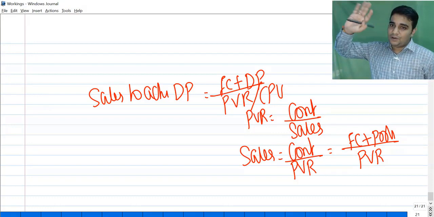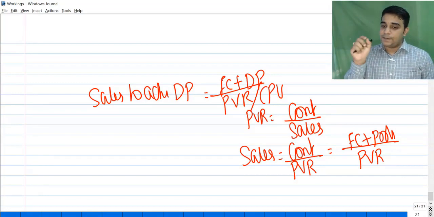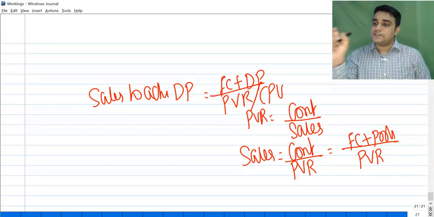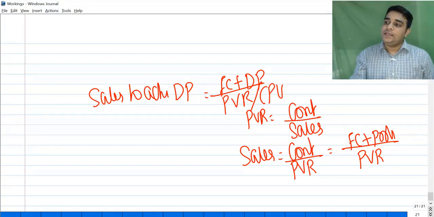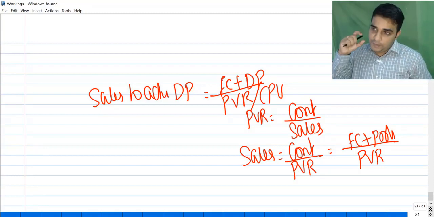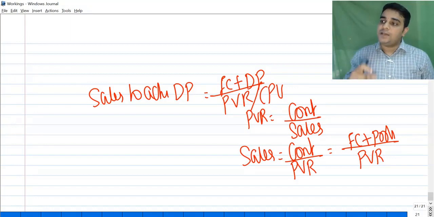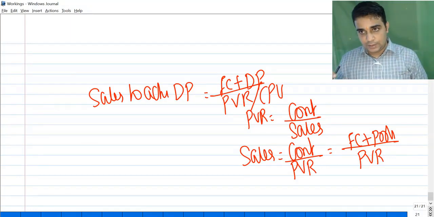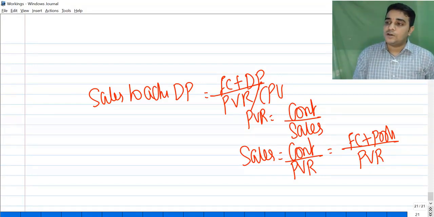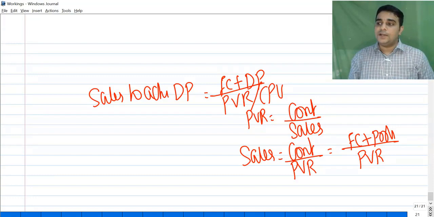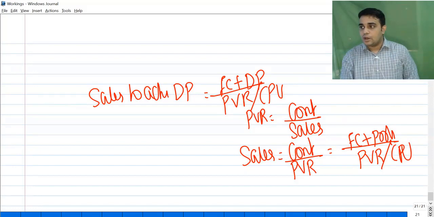Whatever formula I have given till now, every formula, the denominator can be two things, either PVR or contribution per unit. For example, break even point: fixed cost by PVR or contribution per unit. Margin of safety: profit by PVR or contribution per unit. If you divide by PVR, you get the answer in rupees. If you divide by contribution per unit, you get the answer in units. Clear? Any doubts on this? So sales to achieve desired profit is equal to fixed cost plus desired profit divided by PVR or contribution per unit.